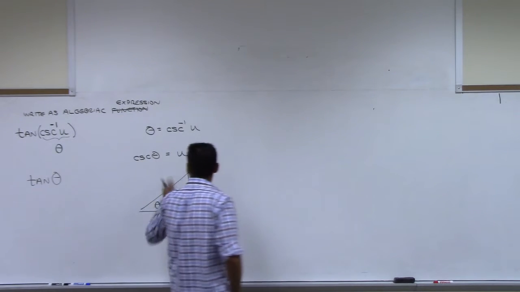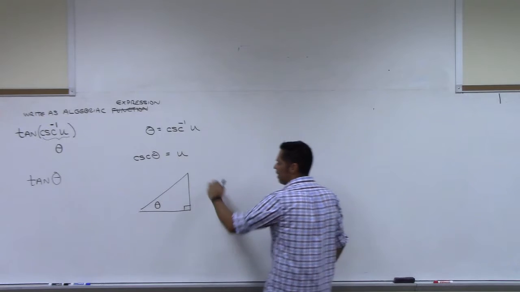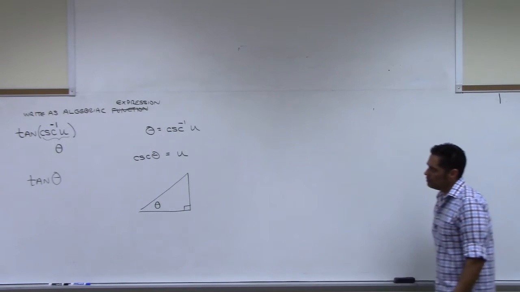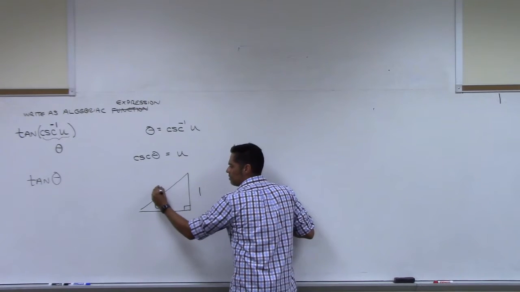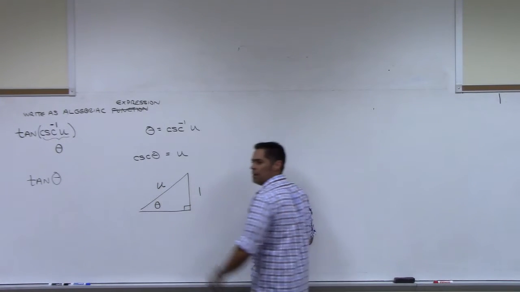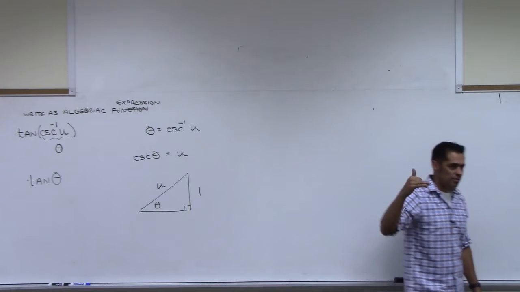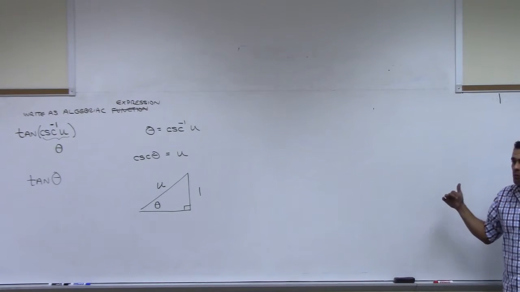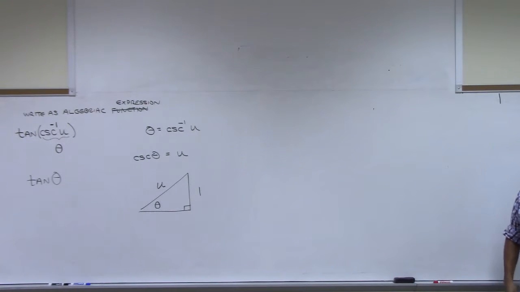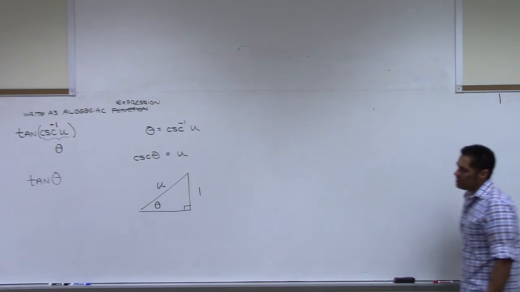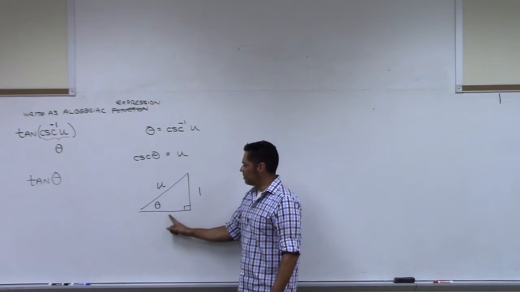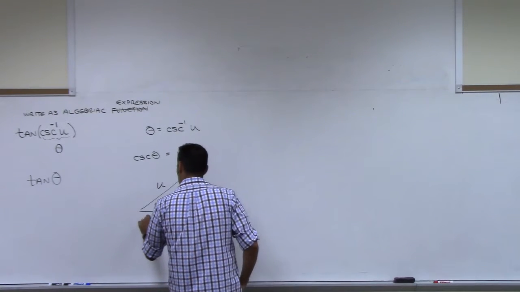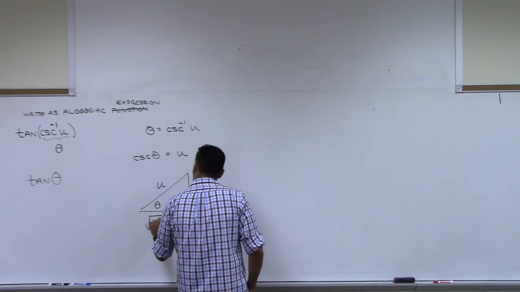So cosecant is u tells me that this triangle can be labeled how? Opposite as 1. This is 1 and this is u, right? That way cosecant is hypotenuse over opposite, so u over 1 would be u. So that follows that equation. I want to know what tangent of theta is, so I want this over this. This is going to be square root u squared minus 1.